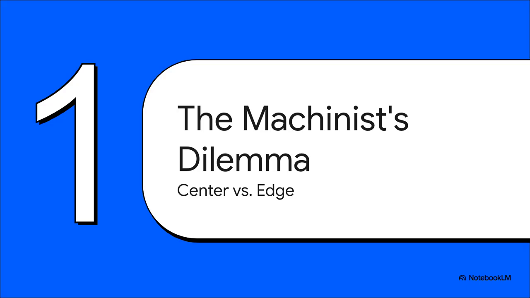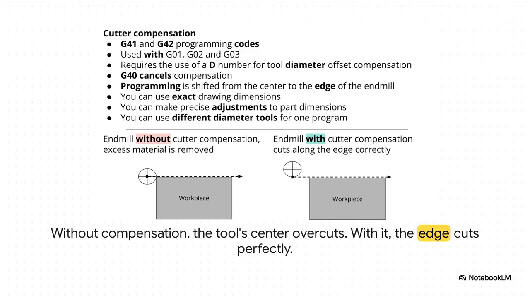Well, this is what we call the machinist's dilemma. And the problem is actually pretty simple when you think about it. You programmed the path for the tool's center, right? But the actual cutting, well, that happens at its edge. And that tiny little distance, just the radius of the tool, that is the difference between a perfect part and a piece of scrap. So on the left, that's our problem.